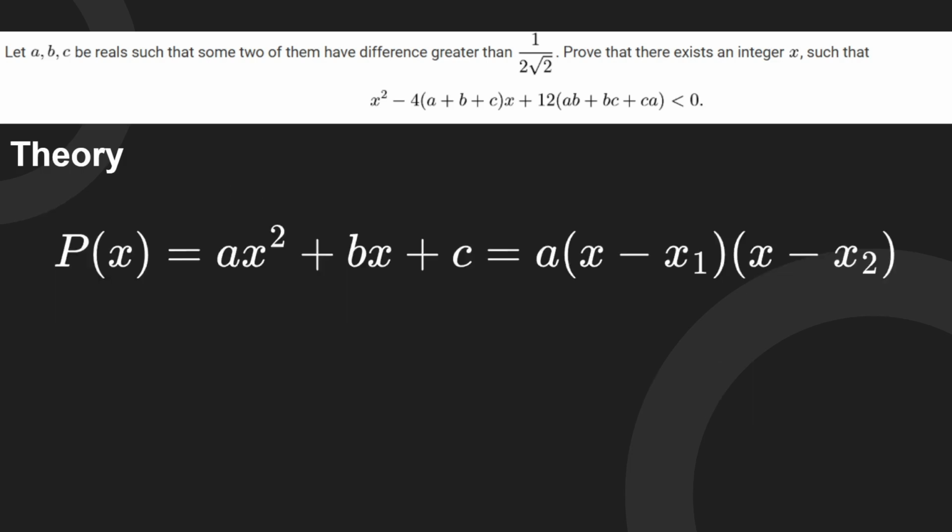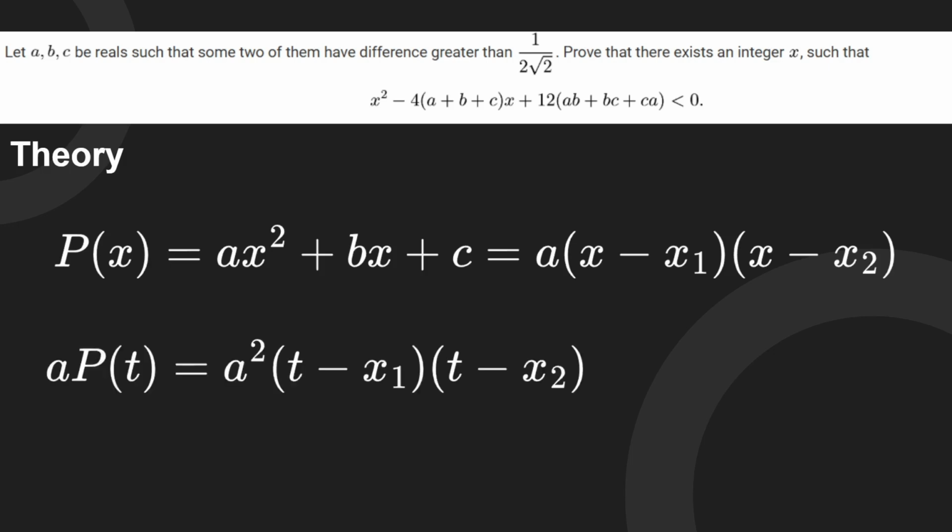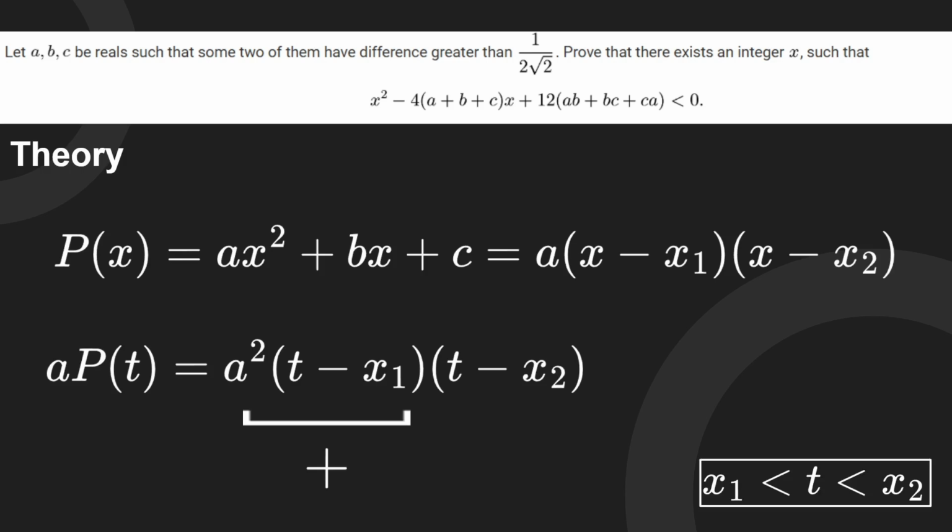Well, let's factorize p of x. P of x is equal to a times (x minus x1) times (x minus x2), where x1 and x2 are the two roots of p of x. Then, a times p of t is equal to a squared times (t minus x1) times (t minus x2). Now remember, t is in between the two roots. Therefore, a squared times (t minus x1) is positive, and t minus x2 is negative. And thus, a times p of t is negative.